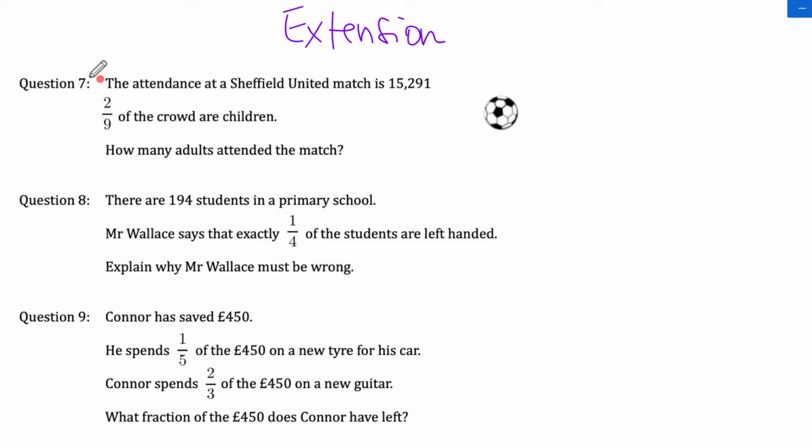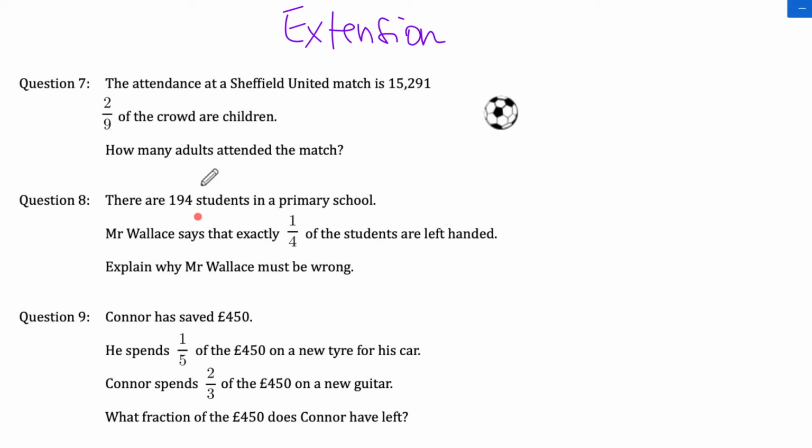Now the first question seems okay. Second one is interesting. It says, Mr. Wallace says that exactly 1/4 of the students are left-handed. Explain why he's wrong. In order for him to state that exactly 1/4 are left-handed, when you calculate a quarter of this number, it should be a whole number, okay? If you get a decimal, it means not exactly a quarter of them are left-handed.